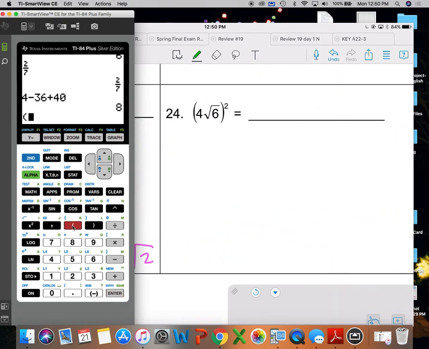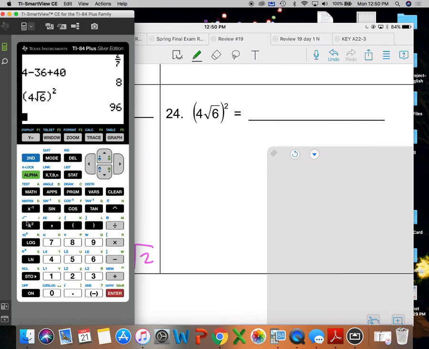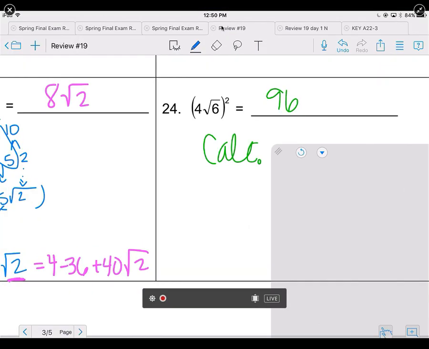Problem 24. Again, I would put all of these in the calculator from the start. This one is one that works out nicely, so that's why I'm doing it. The square, or the squared of 4 square roots of 6 is 96. And again, that happens in the calculator. So it will pay off if you type all of these into the calculator first before simplifying things. You can simplify it if you want, but that's going to take a lot of time, and you don't have a ton of time to waste on this test.